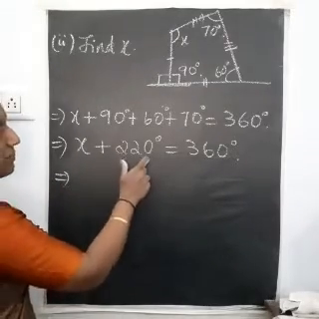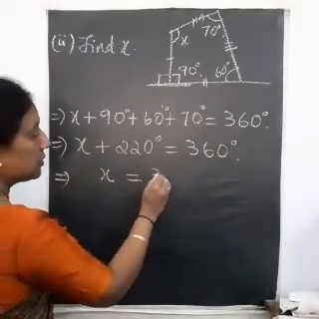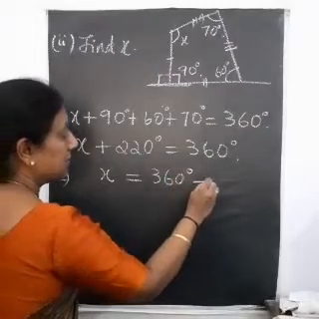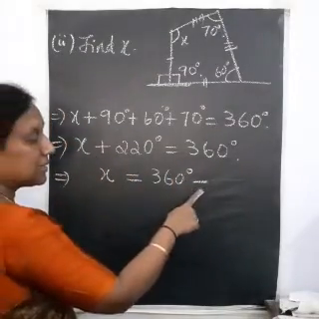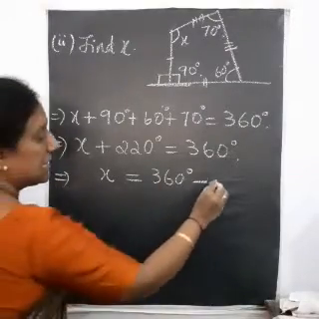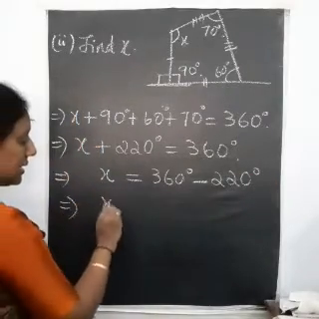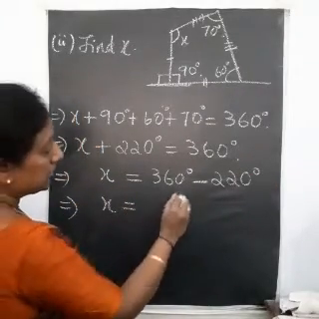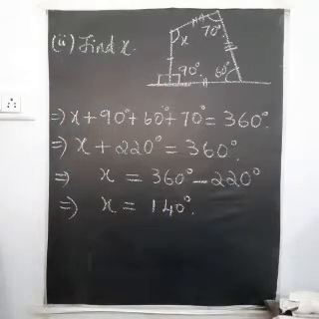So take this number to the right hand side. So what will you get? X is equal to 360 minus, why am I making it minus? When you take it to that side of the equal to sign, when you are transposing, it will become minus. Minus 220 degrees. So what will you get? X is equal to, this will be 140 degrees. So did you understand how I got the value of x?